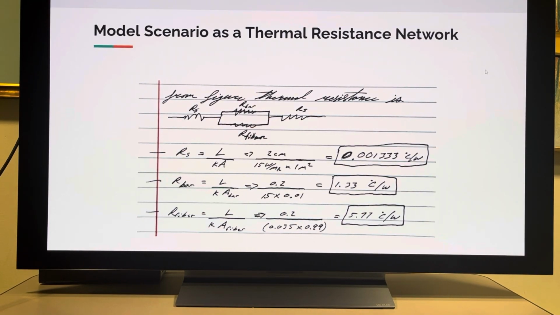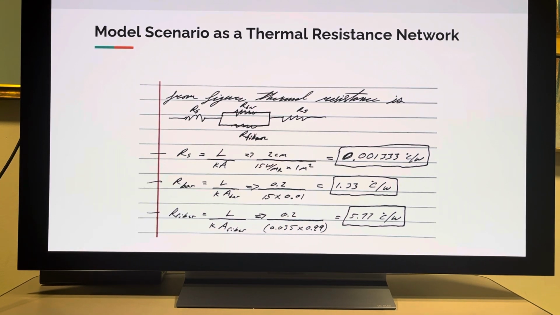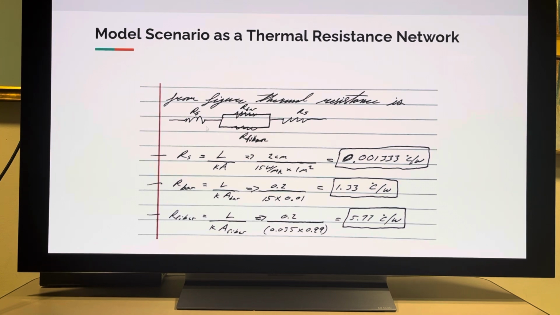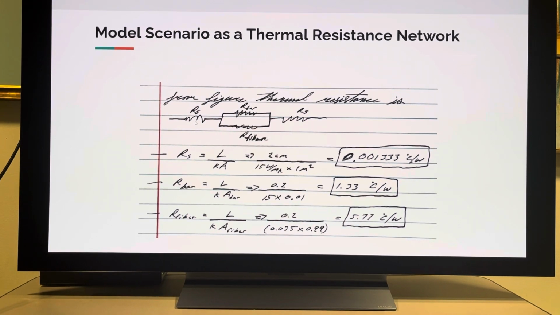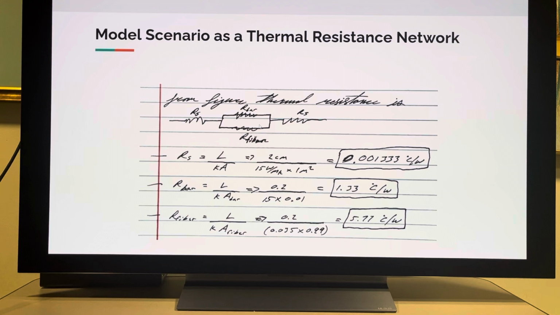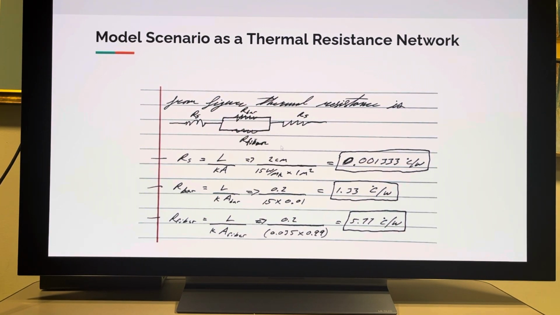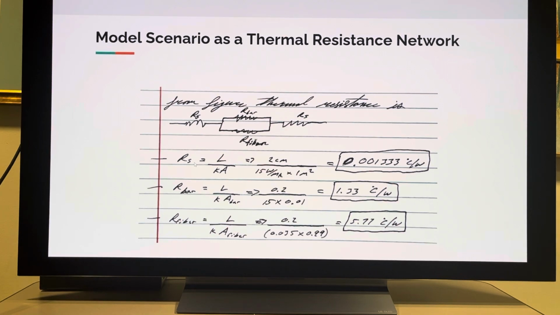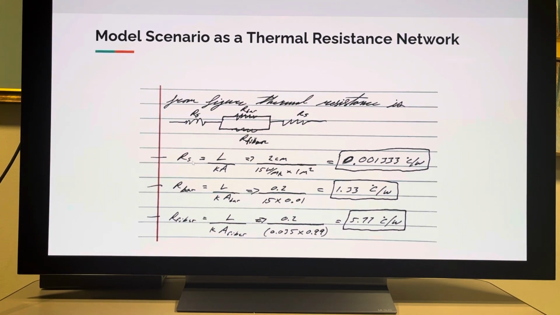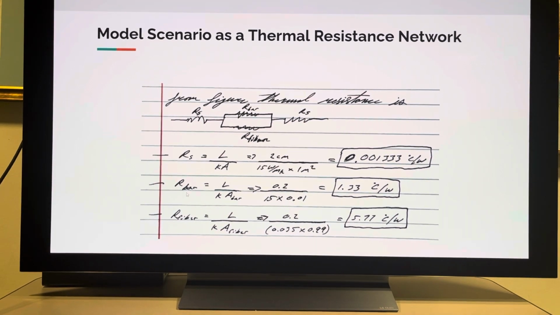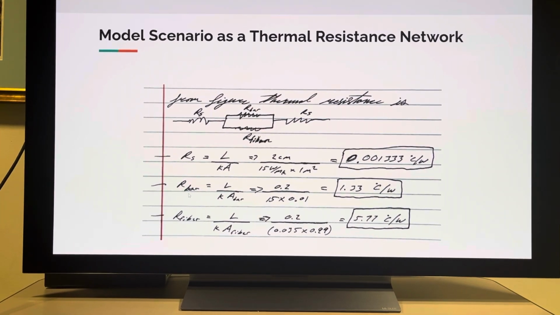Modeling the scenario as a thermal resistance network. Here I modeled it as a thermal resistance network. You can see we have R of the steel plate, R bar, R fiber, and R of the steel plate on the other side. Here we calculate those resistances: resistance of the steel plate, resistance of the bar, and resistance of the fiber.